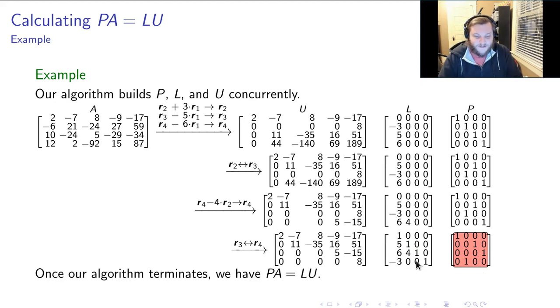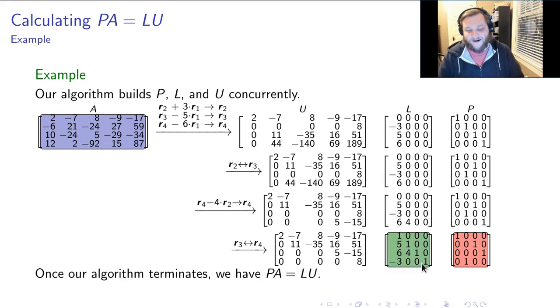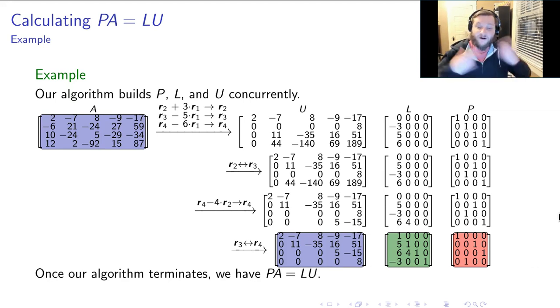The final state of A was the original matrix here. The final state of L is right here. And then the final state of U is here. So you can verify yourself that this actually worked. Multiply P times A and check that it is the same thing as L times U.